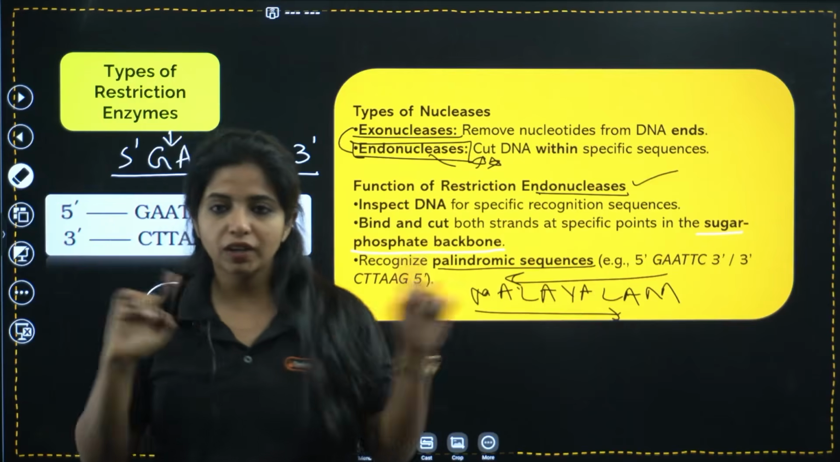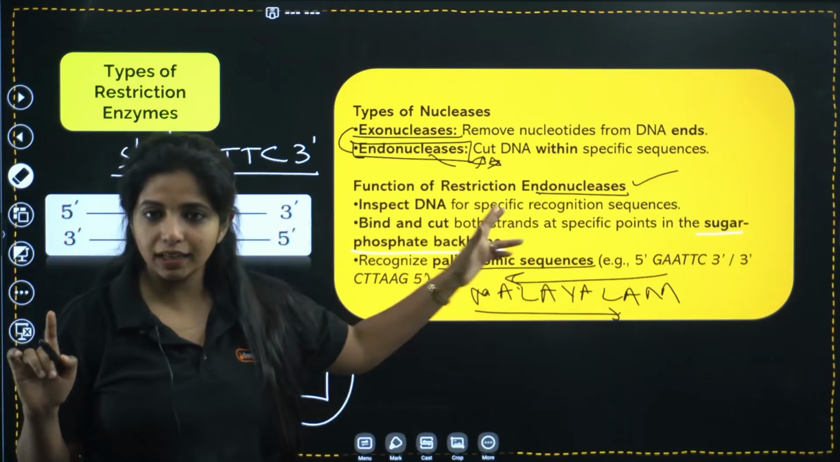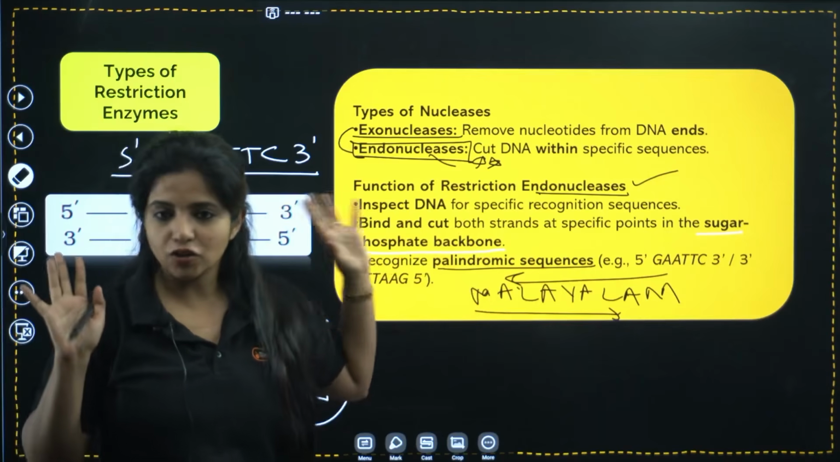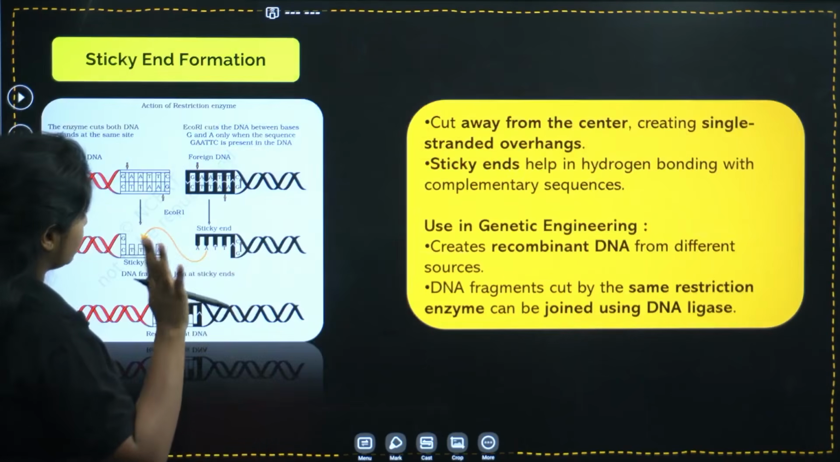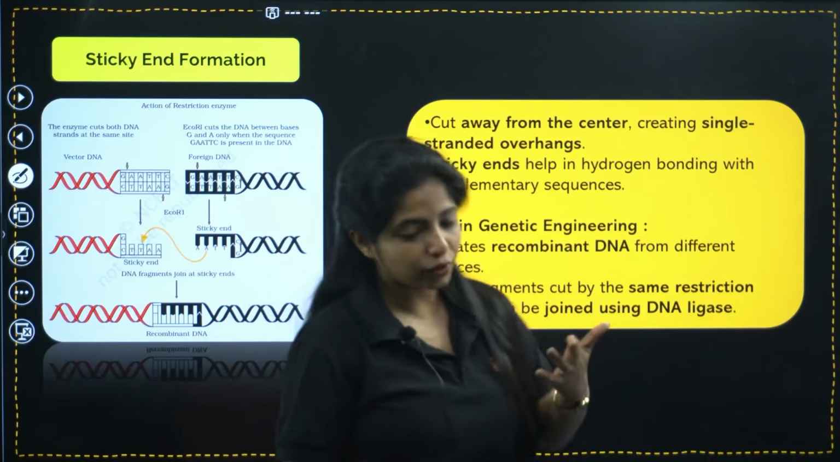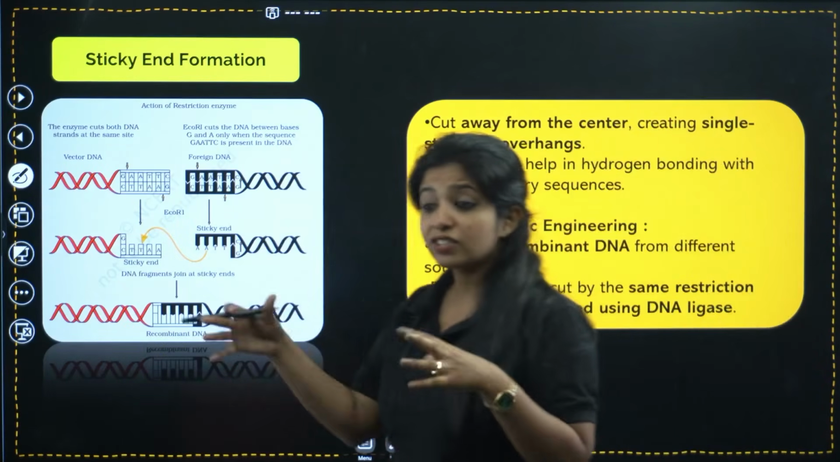Okay, so we got an idea of how they work. Inspect the DNA, cut both the strands at what? Sugar phosphate backbone, and that's all. It recognizes the palindromic sequences as well. Fine. Now, when they make the cut, what is the use of this? That is very important. Restriction enzymes.